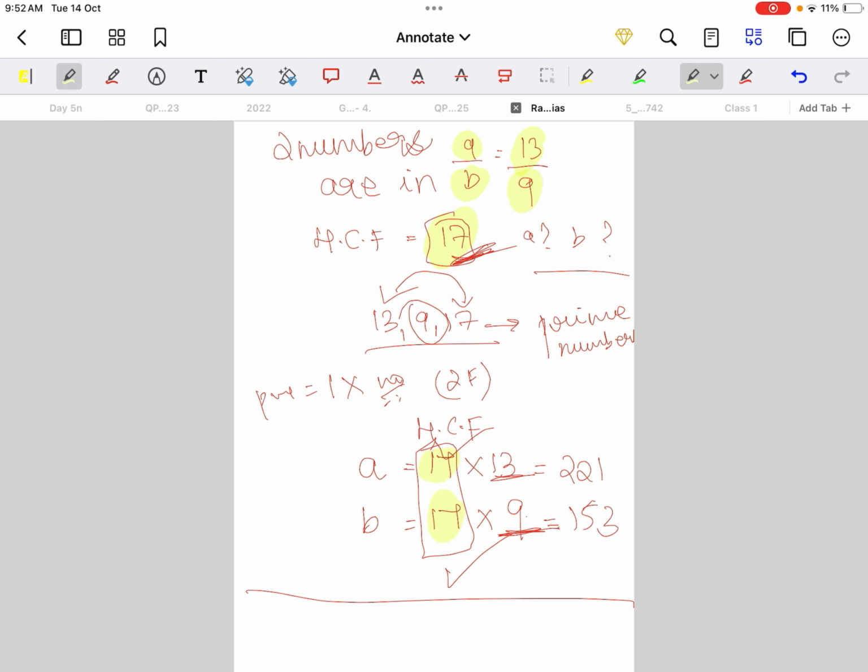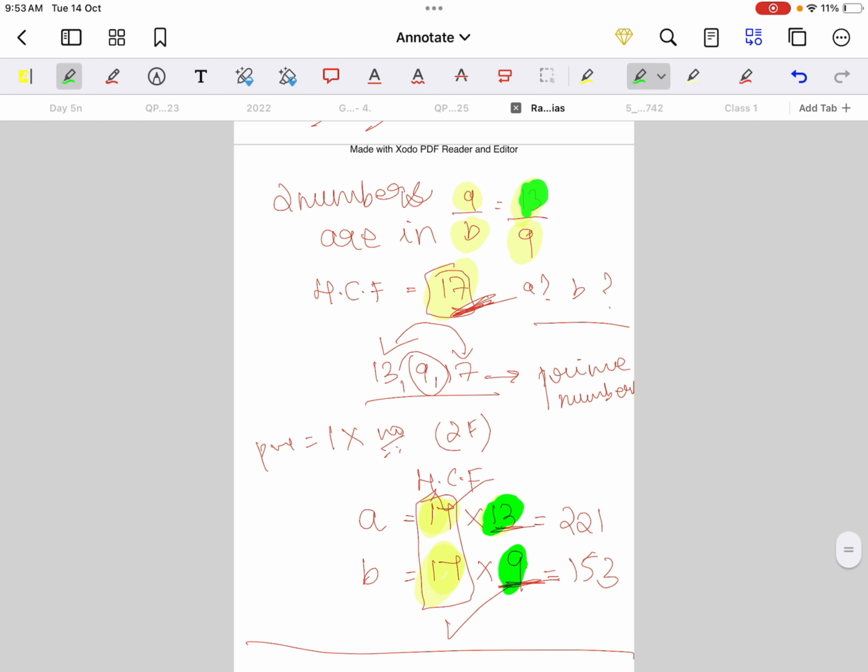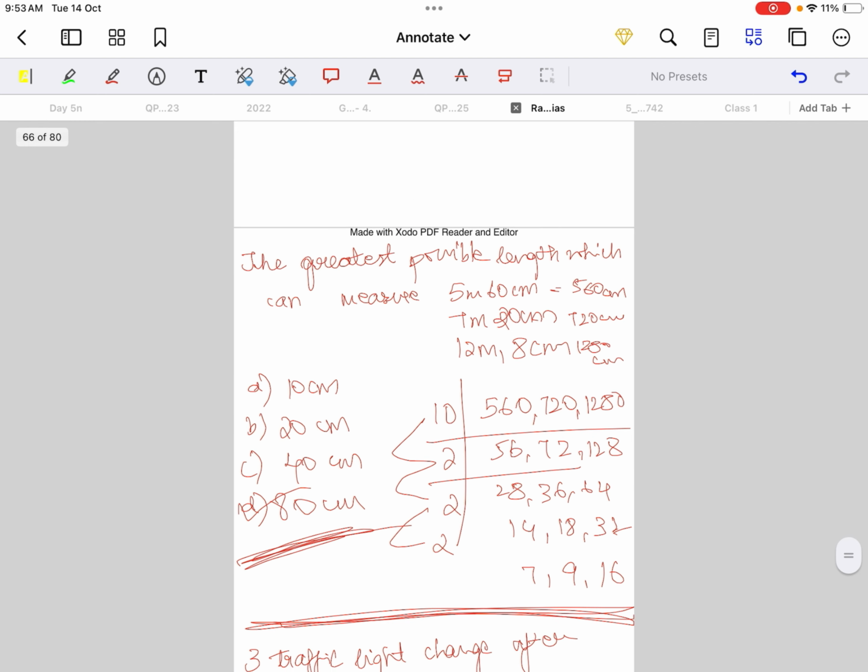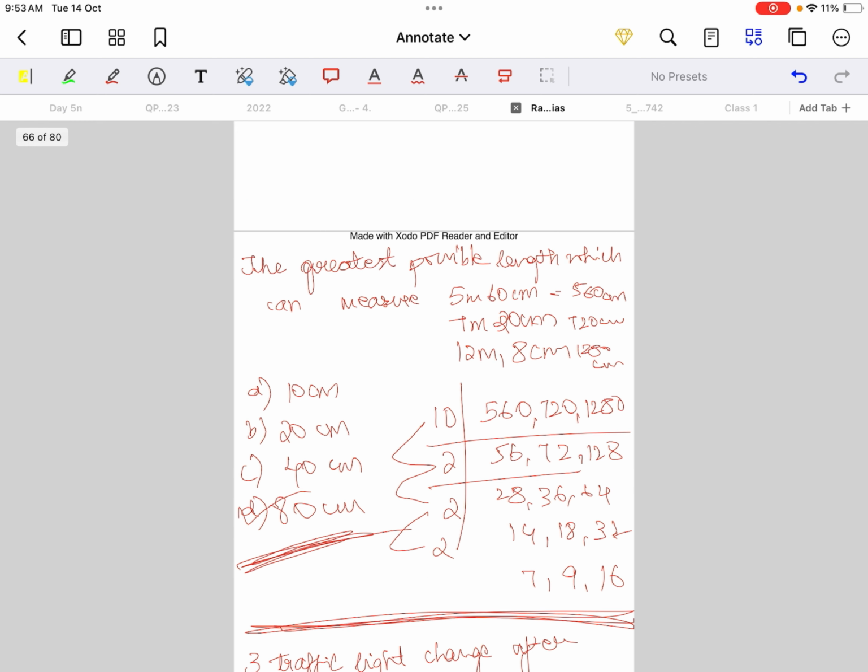We saw, right, 4 and 6, how 2 is inside 4 and inside 6. So this component and this component is there. So what we have to do? 17 into 13 and 17 into 9. Why? The ratio of the numbers is 13 by 9, and 17 is the HCF. So 17 into 13, and 17 into 9. We get the two numbers, because HCF is a subcomponent of these numbers. We did further problems. I'll tell in part B of the video.